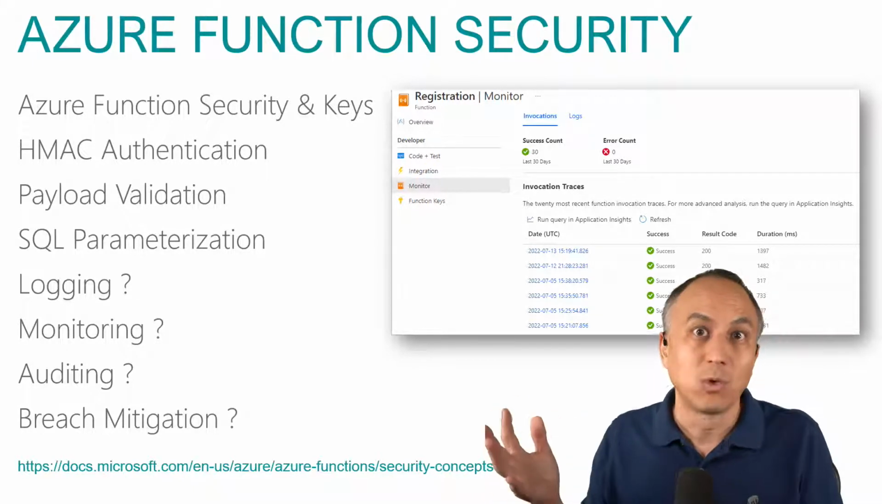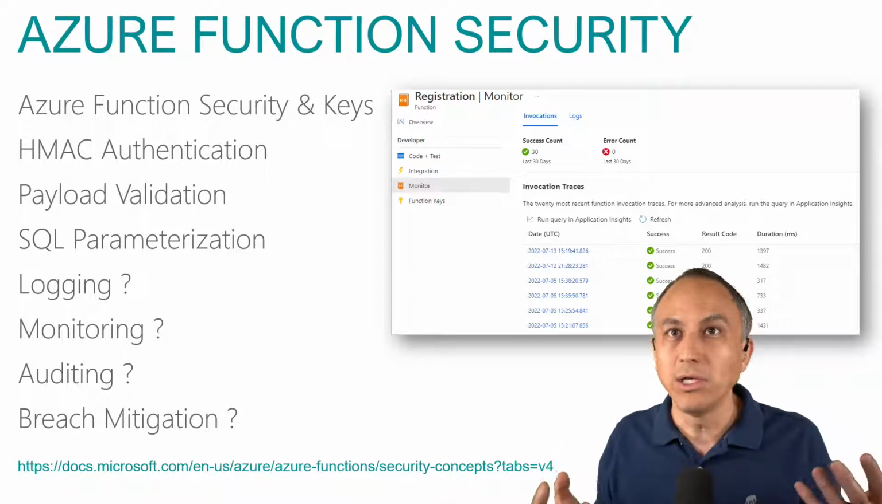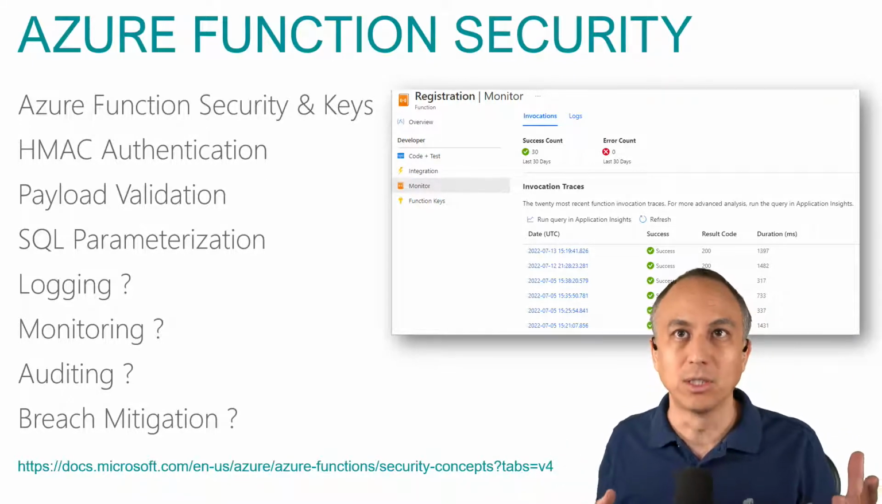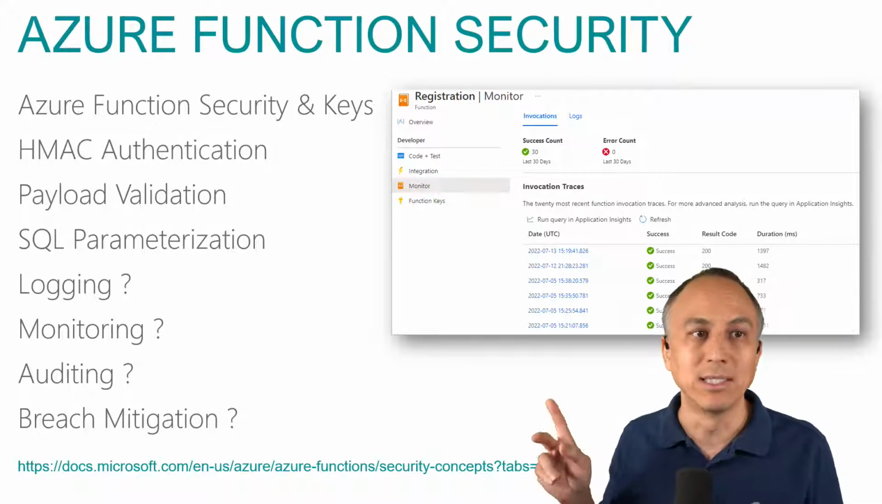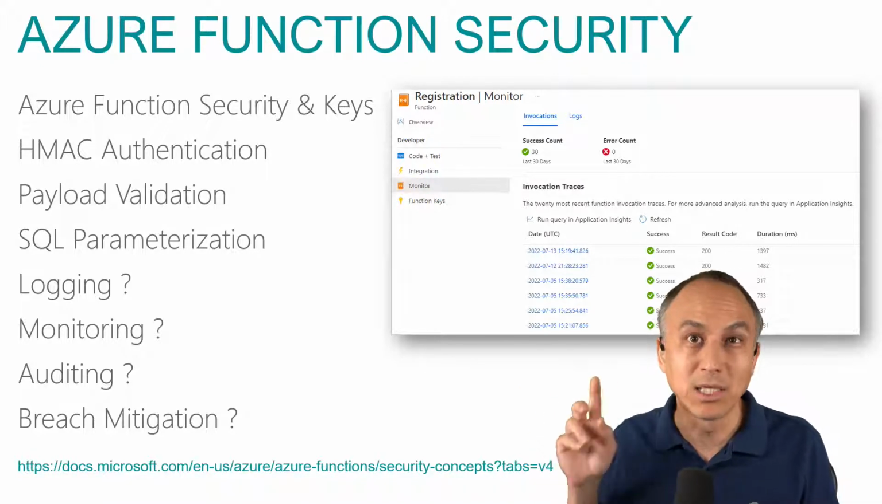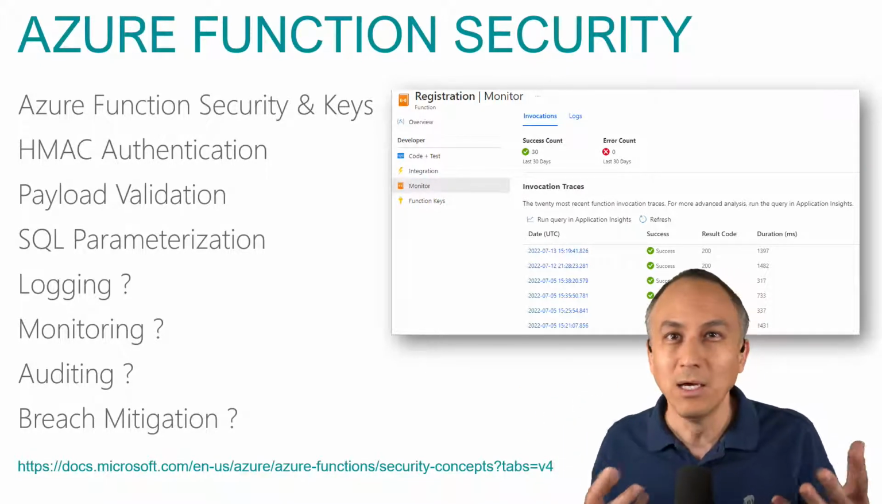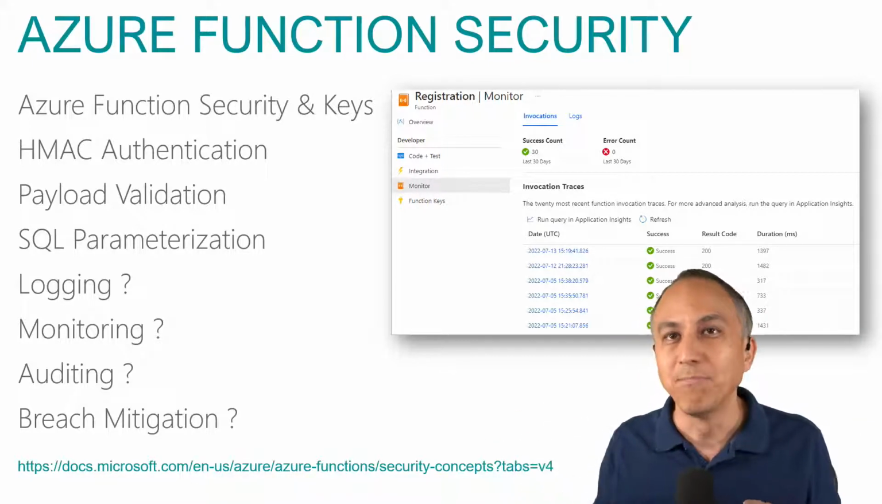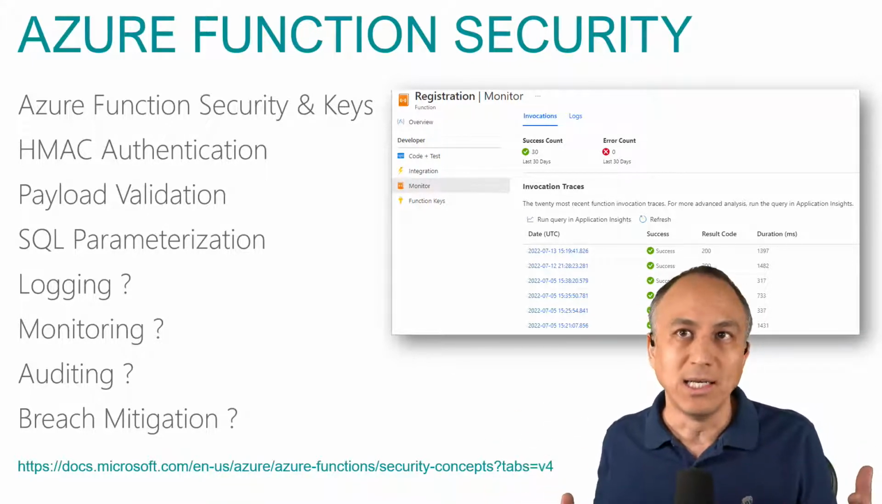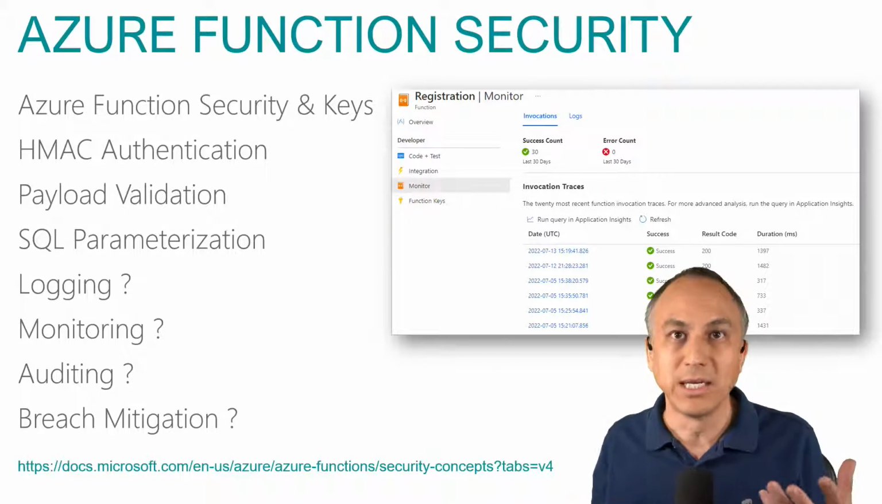But I have some questions like, how do you do logging in Azure Functions? And I now see that there is monitoring here, and it does appear to have some type of logging. So we need to look into how does that work? What does that look like? What type of auditing is there? What does breach mitigation look like?